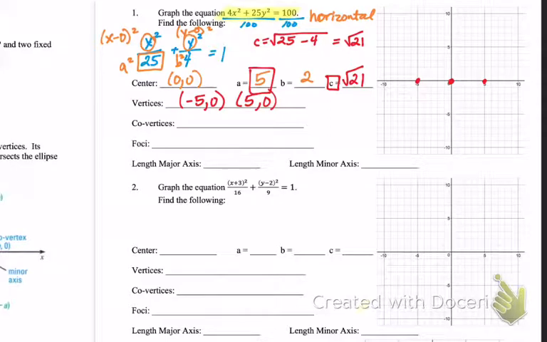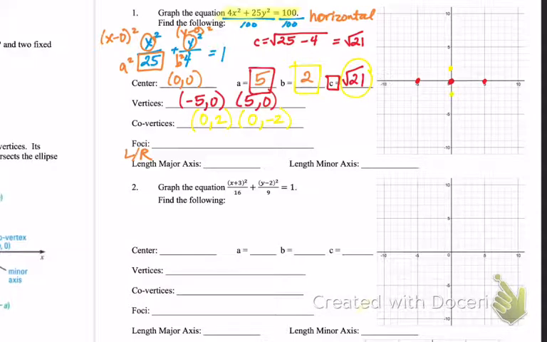My co-vertices, I'm going to look at my B. B is my minor axis, so I'm going to go up 2 and down 2 from my center. So my co-vertices are at 0, 2, and 0, negative 2. Then to find my foci, what I do is I look at my center and then I add my C value and I subtract my C value towards my major axis. So I'm going to go to the left and to the right because my major axis is horizontal.